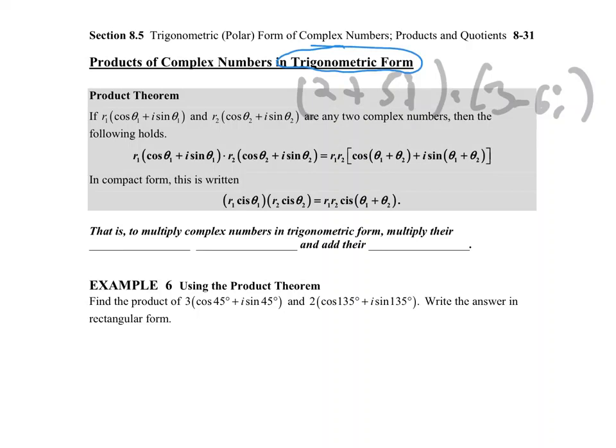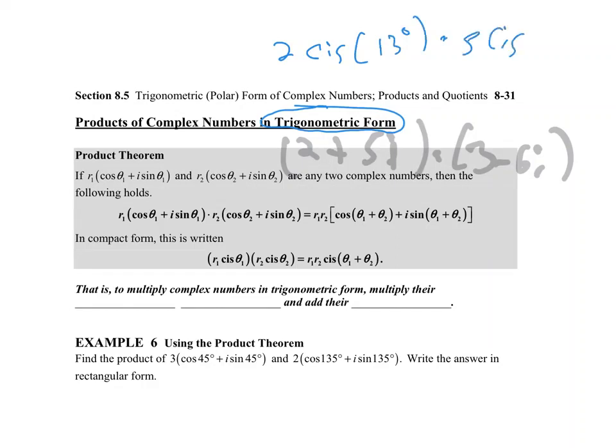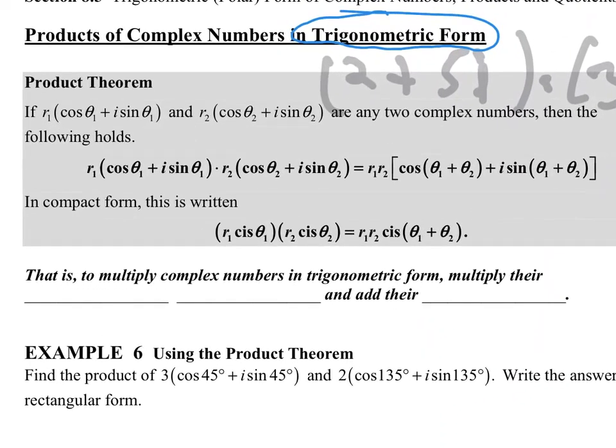Now, you could always convert your number if you were given a 2 cis of 13 degrees times 5 cis of 60 degrees. You could convert that into rectangular like we did in the other page, but you don't have to, because we have this formula that on the other video I showed you, that we take both radii. It's a radius. Actually it's a length, but it is r when you talk about the unit circle and you talk about the length from the origin.